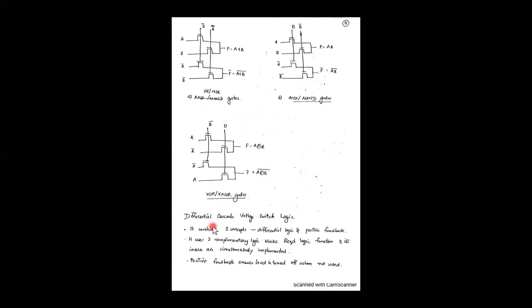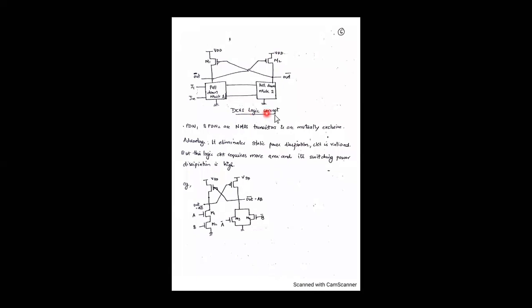Now, the next one is differential cascode voltage switch logic. It combines two concepts, differential logic and positive feedback. So the two complementary logic blocks, the required function and its inverse, are simultaneously implemented, and the positive feedback ensures the load is turned off when it is not used. So how is it done? This is the basic concept behind DCVS.